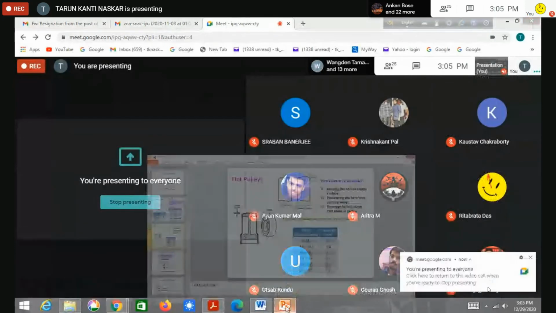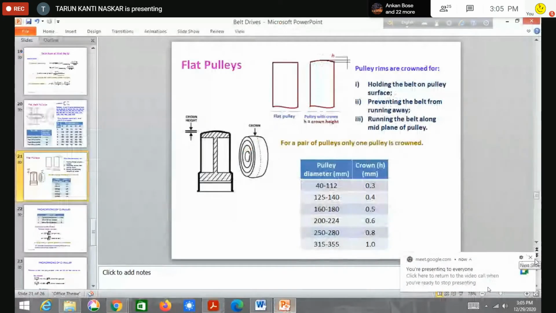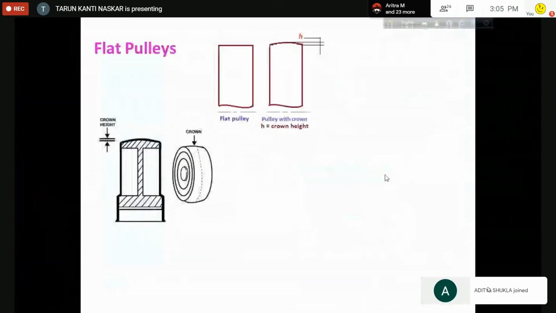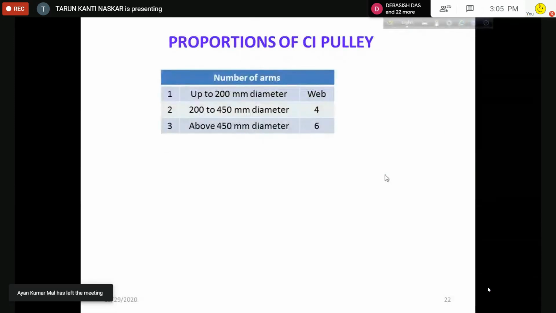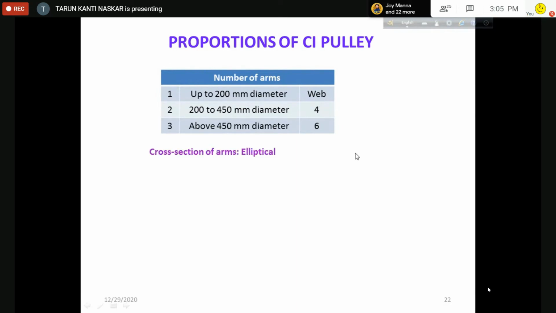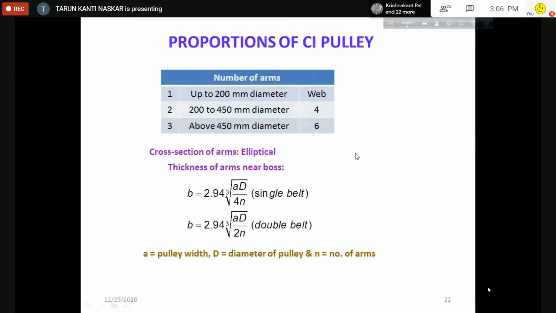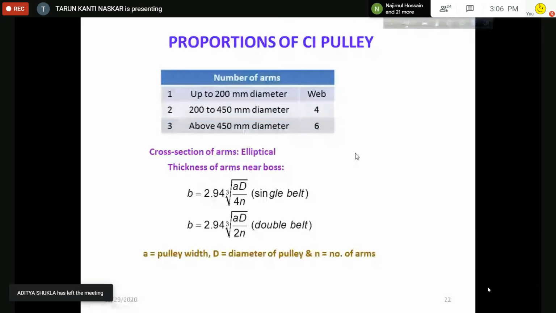So crowning is clear. Is it clear? The subject crowning is clear now. Okay. Now proportions of CI pulley. Now we have seen there are some arms, but for smaller pulleys, arms are not used. For smaller pulleys, a web is used. Now, can you understand what is web? Web means a solid.